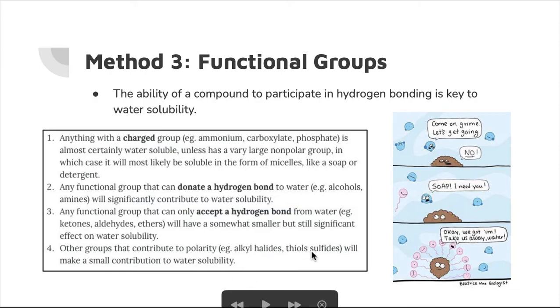And then the last one is any other group that can contribute to polarity. So alkyl halides, thiols, and sulfides will make a small contribution to water solubility because although they are polar, which according to the first rule, polar dissolves in polar, would make them dissolve in water, to actually be completely miscible in it, you need to be able to do hydrogen bonding. For alkyl halides, for example, the polar group is the C bonded to a halogen, and there isn't the possibility for hydrogen bonding to occur because there's no hydrogen in that polar bond. So that would make it a little hard for it to be completely miscible, but it would dissolve to some extent.